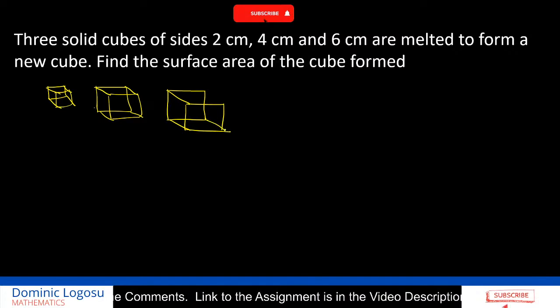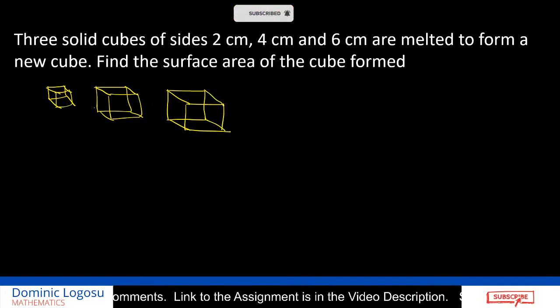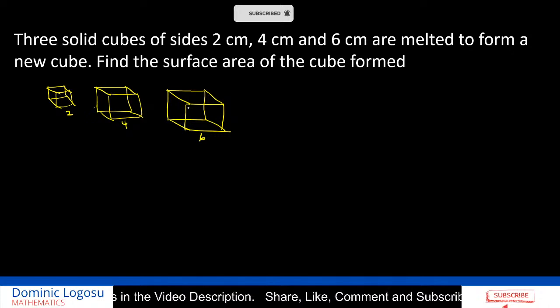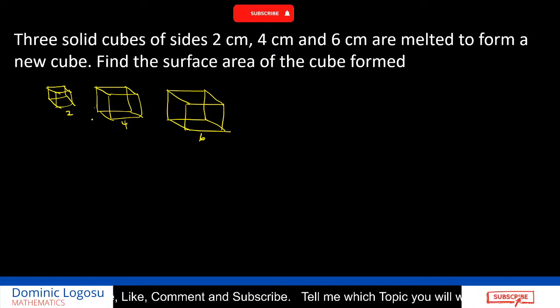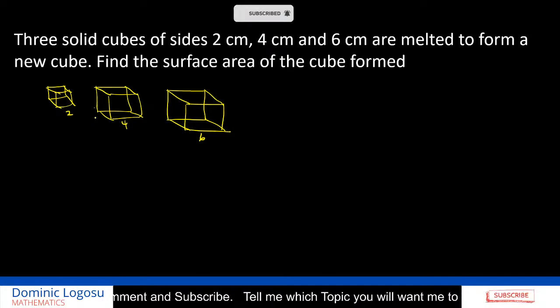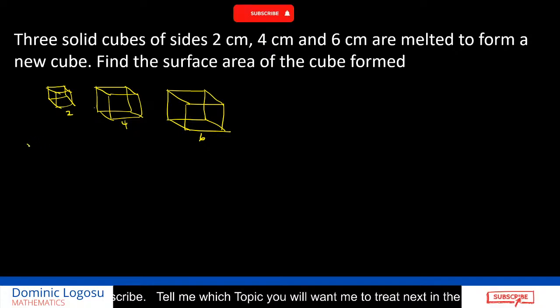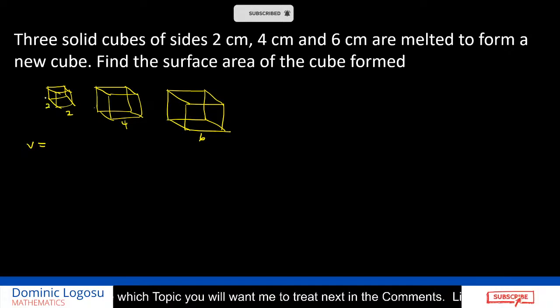So the first one will have 2, the second one 4, and then the third one 6. Once we've established this 2, 4, 6, giving us the length, the width, and the height, because it is a cube, all cubes have the same side. So if you want to find the volume of this cube, because it has the same side, the height will also be 2.